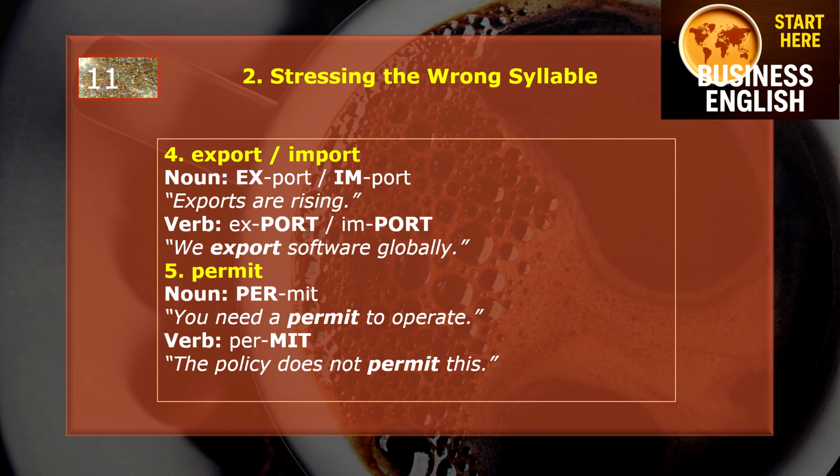And permit, the same. If we put a stress on the first syllable, so it's going to be, "You need a permit to operate." So it's going to be a noun. And a verb when we stress the second syllable, permit. "The policy does not permit this."